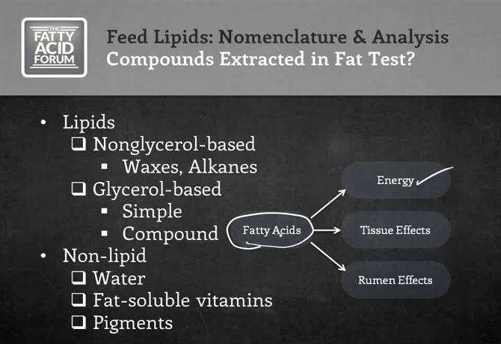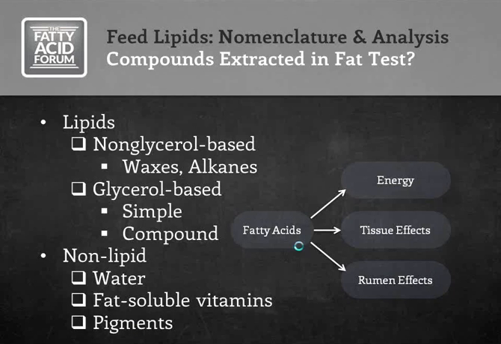This is the portion that provides a high energy, and we add fat to the feed to enhance the energy density, that's coming from fatty acids, not any of the other components. The fatty acids are the portion that can have tissue effects in the animal, such as improving reproductive performance, that will be talked about in later lectures. And the fatty acids are the portion that can have rumen effects, like the formation of bioactive lipids in the rumen that can cause milk fat depression.